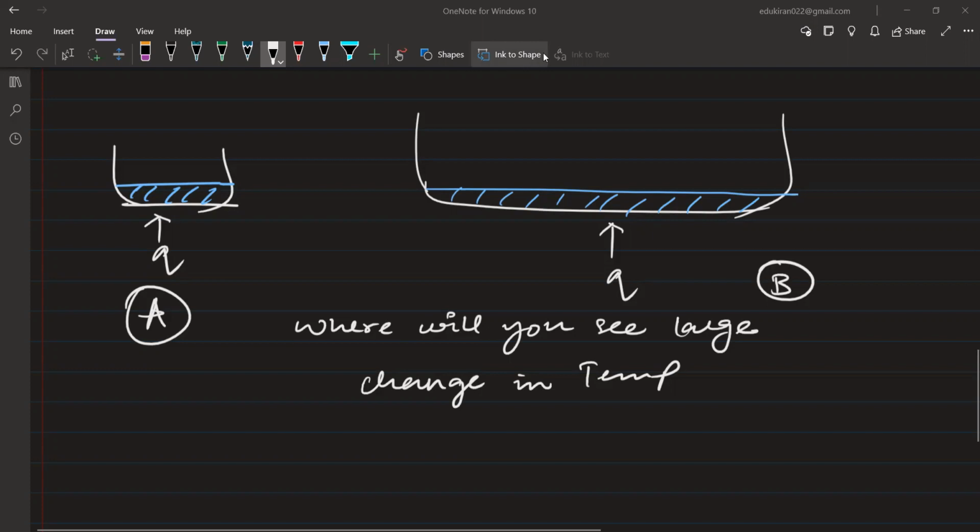What about others? The rest of you are not answering. Will a small amount of water heat up faster or a large amount of water? This is as simple as that. Please answer in the chat, A or B. Aisha, Devangi, Fahad has answered. Hiba has answered. Jania, Tarif, and Muhammad Abdullah. Please tell me, where will you see large change in temperature? A or B? Okay, Tarif, correct.